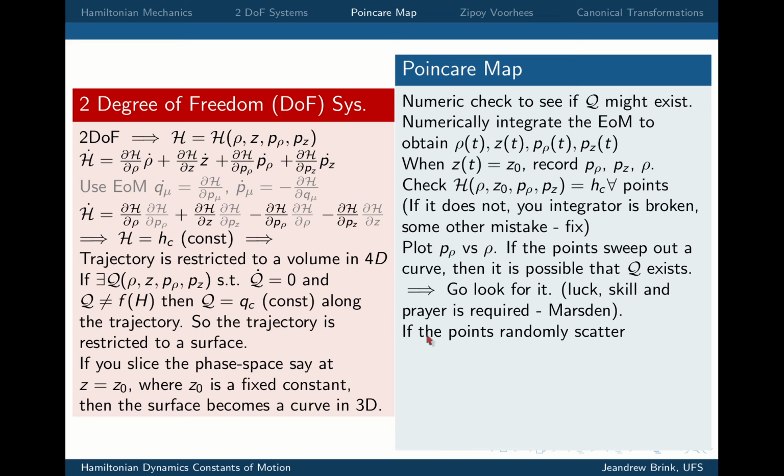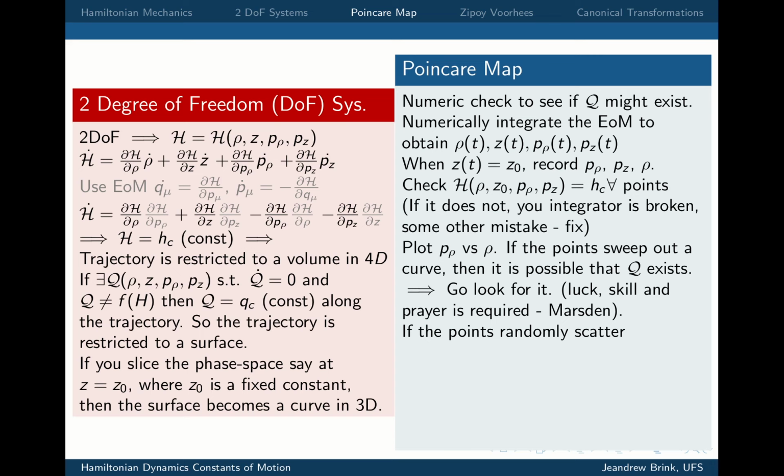Okay, so now the next one is, if the points randomly scatter when you do this program, namely, you work out your orbit and then you look at everything when z0 is equal to 0, and you plot p rho versus rho. If the points scatter randomly, in other words, they aren't restricted to a nice neat curve, that is proof that you have chaos, Hamiltonian chaos.